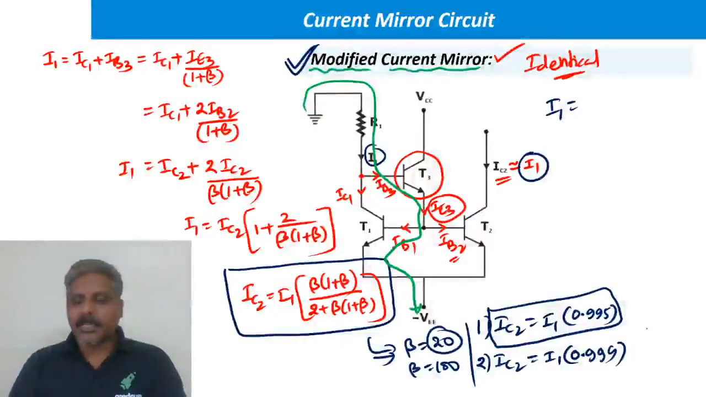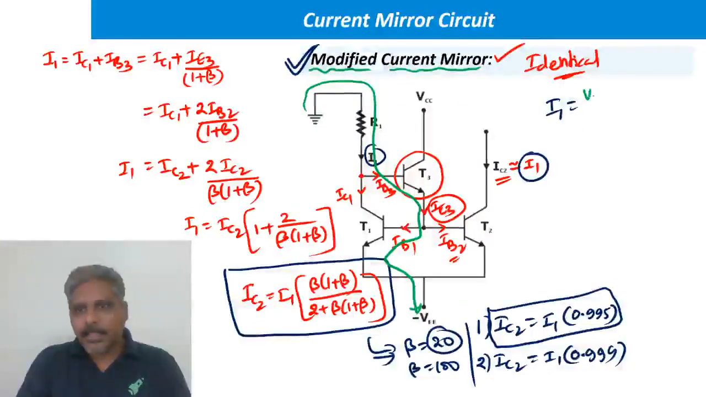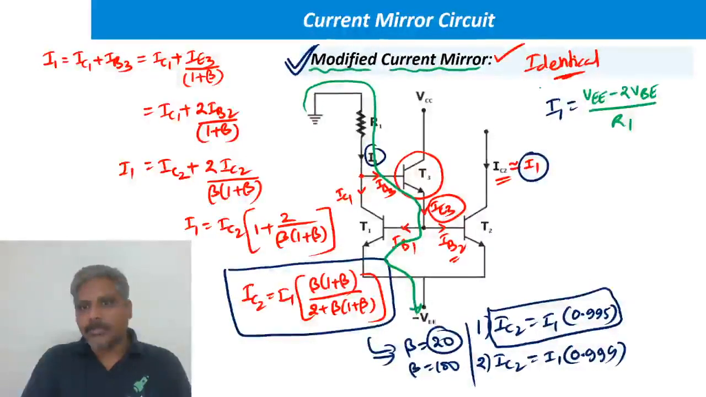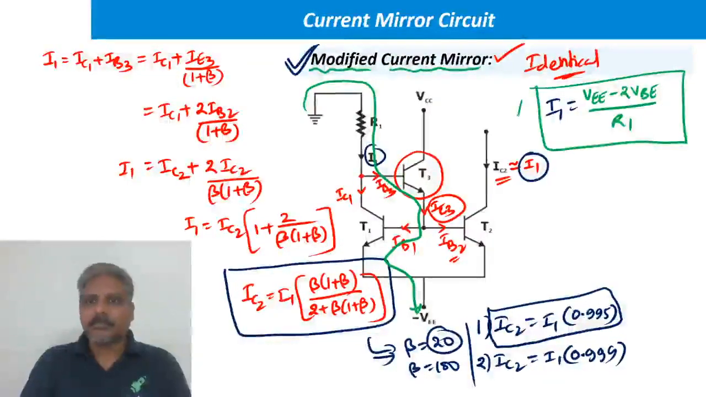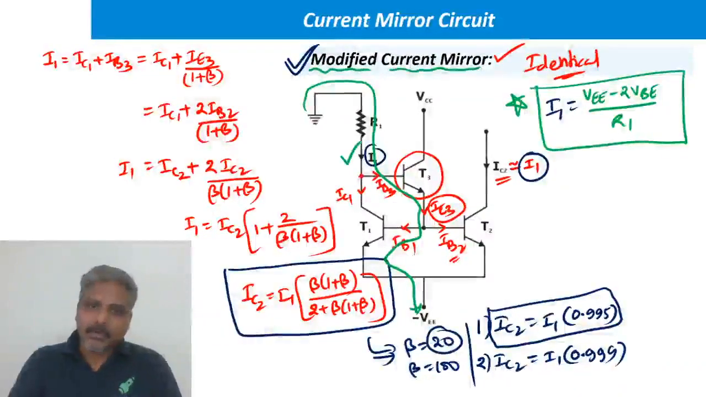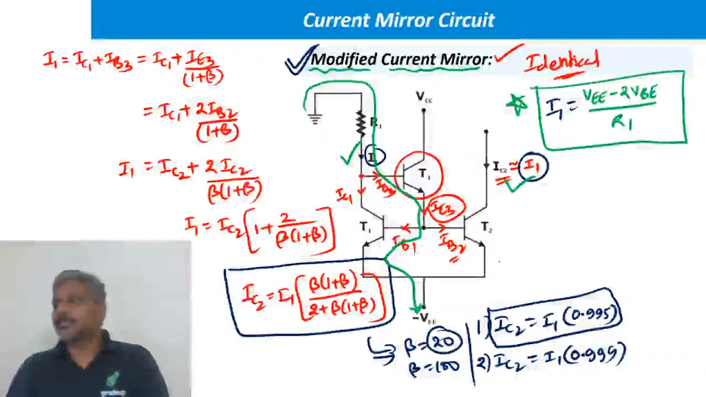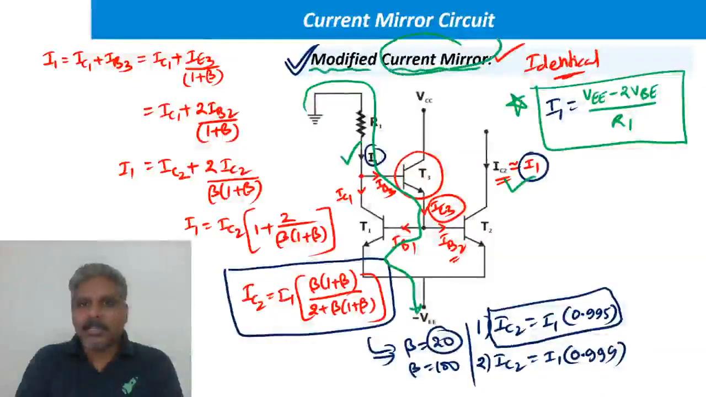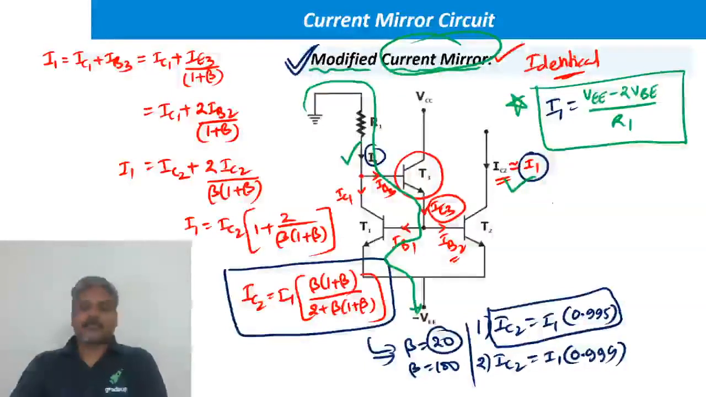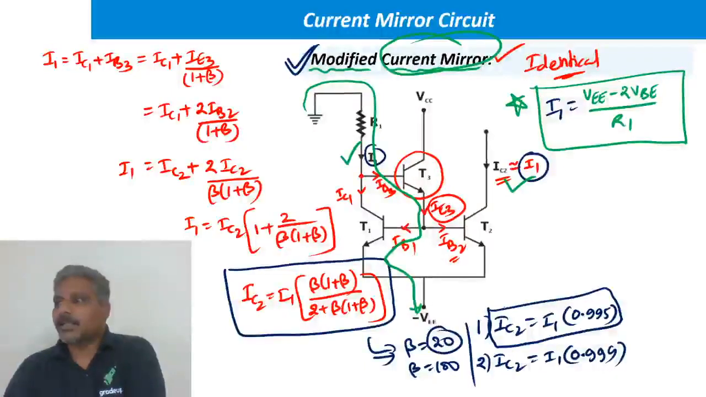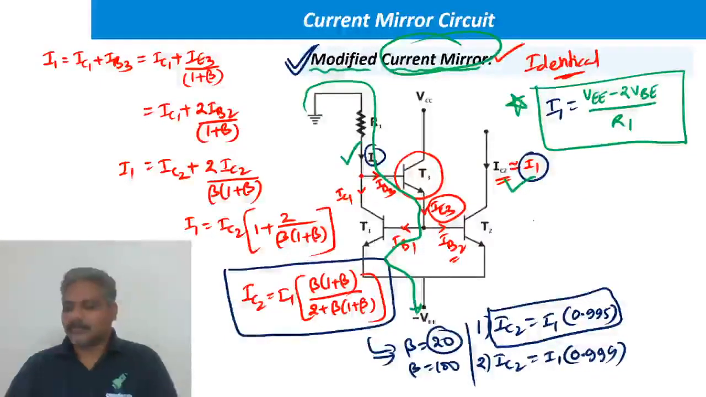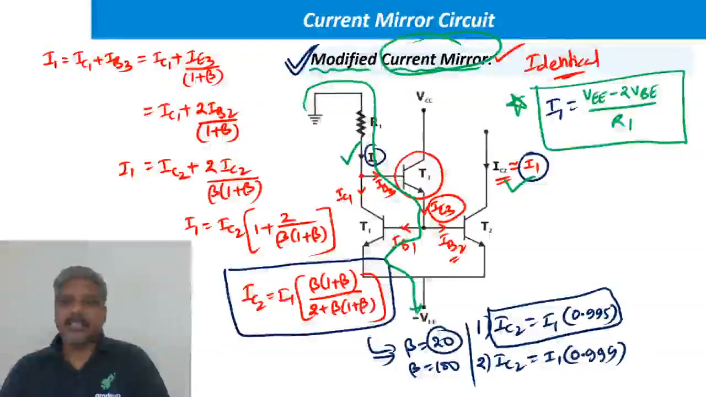Yes, this is 0.999. I know that. So what is I1 going to be? It is going to be VEE minus 2 VBE divided by R1. So if you can define what is I1, then that is going to be IC2. That is why it is called current mirror. Clear? Is it clear? Clear now guys? Any questions?